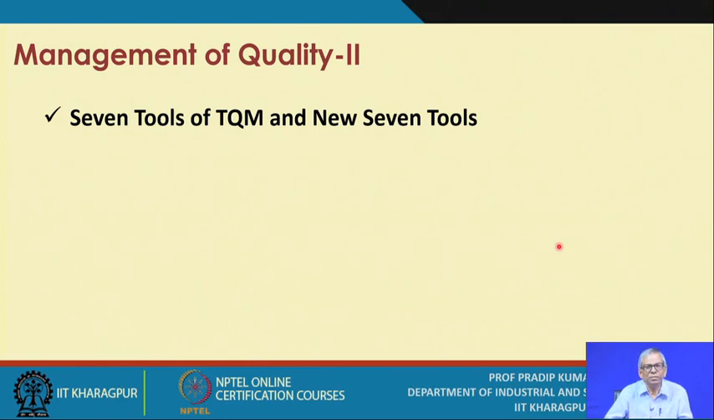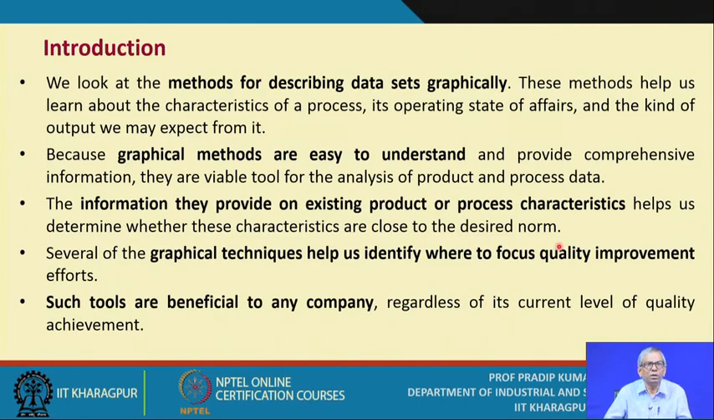Whether you are trying to implement, say, a quality management system in an organization as a whole, or at a particular location, at the shop floor, at a particular section of the department, any exercise on quality is essentially an exercise on variability.